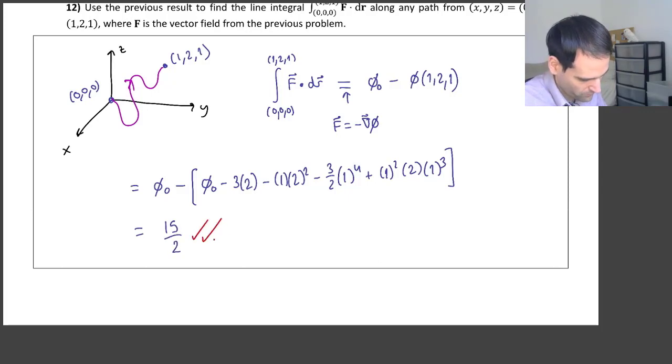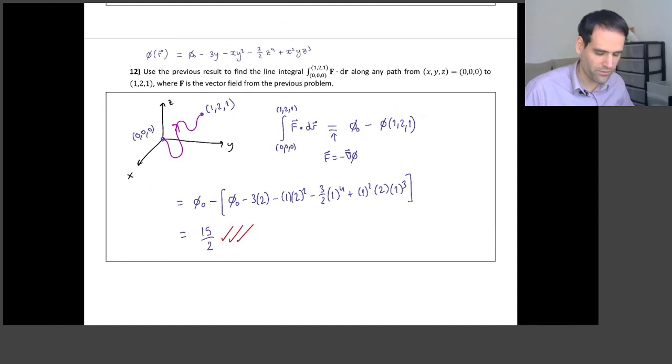And that gives you the differential potential between those 2 points, which is equal to the work done by this force or the line integral in general.